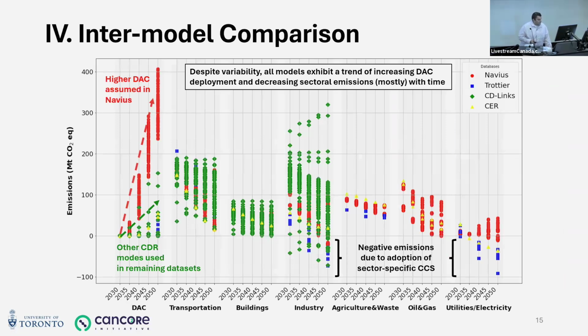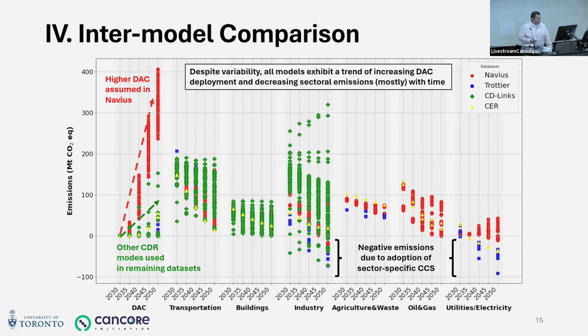Okay. To test the consistency of our findings, we conducted an intermodal comparison across all 4 Canadian data sources: Navius, CD-Link, CER, and Trottier. Each model uses different assumptions, time horizons, and policy inputs. So we first had to standardize emissions profiles across the models, harmonize sector definitions, and convert all emissions to units of CO2 equivalents so that when we compare them, we'll be comparing apples to apples.